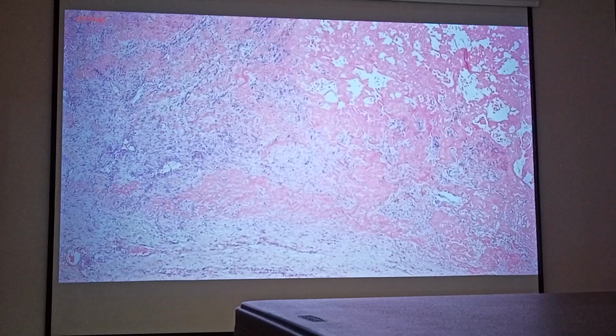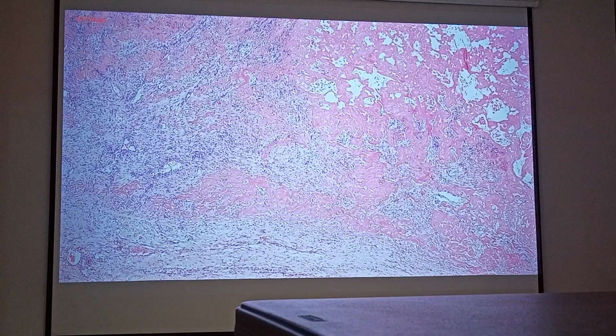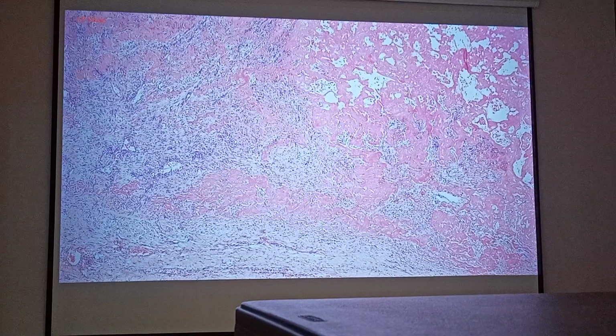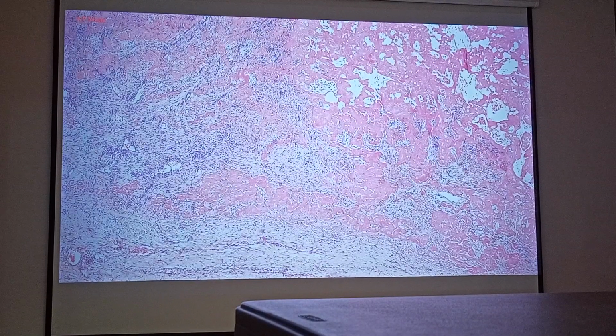And then, fibrinous deposits are very easy to identify under the microscope. Can you see the pointer? Just memorize that appearance of fibrin deposits. Plain pink with no particular pattern at all. So, you just need to memorize it.